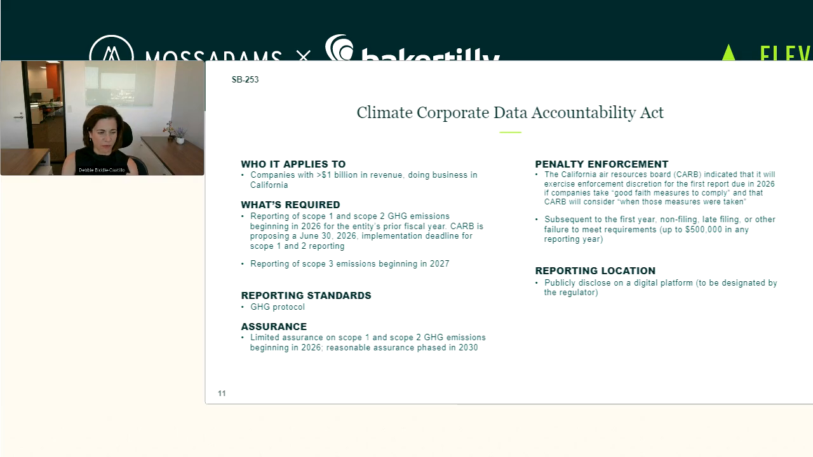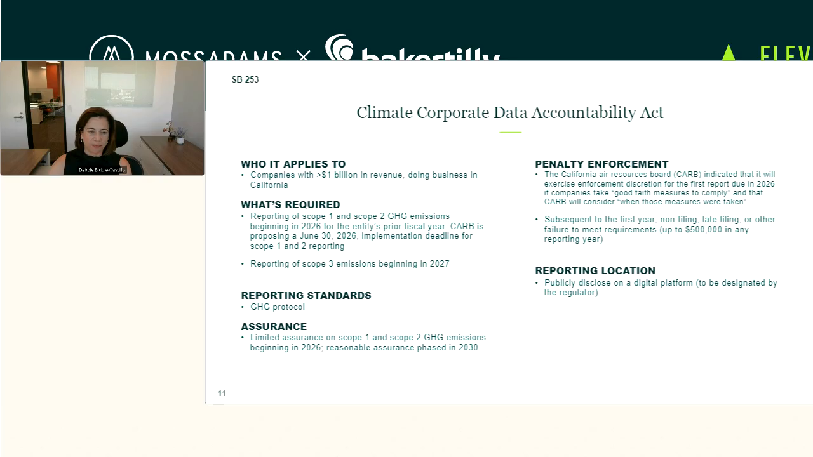But I will just say for revenue, the latest guidance that we've got out there is a proposal that revenue is the total global amount of money or sales a company receives from its business activities, such as selling products or services, and does not deduct operating costs or other expenses. And applicability here is based on revenue for the prior fiscal year.